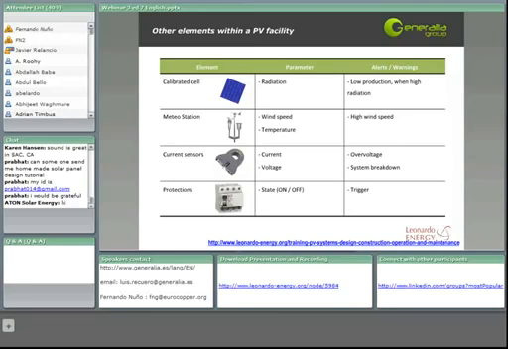Different elements that may be monitored in a solar plant are the current sensors and the protections. With the current sensors, we can monitor the current in the strings of the panels, as we said in the last slide, and the protections must be monitored if we want to install remote control systems, as we might see during the next slides.